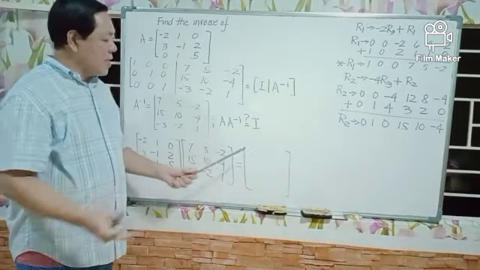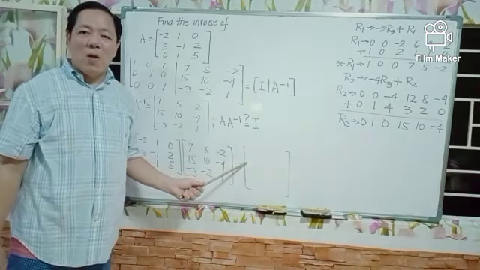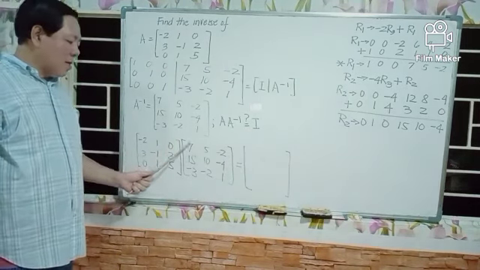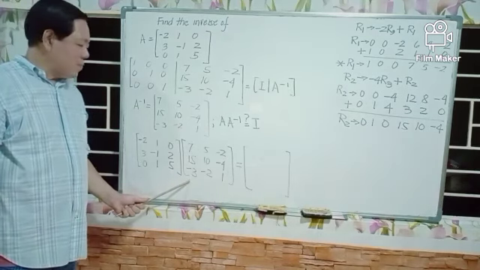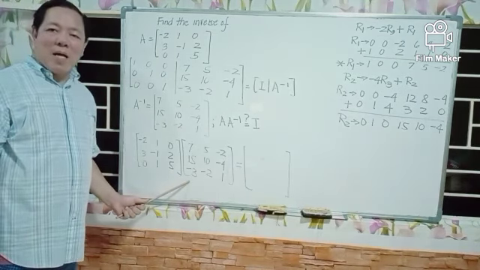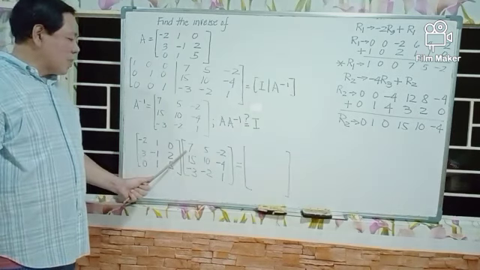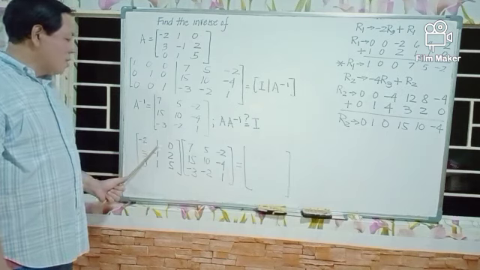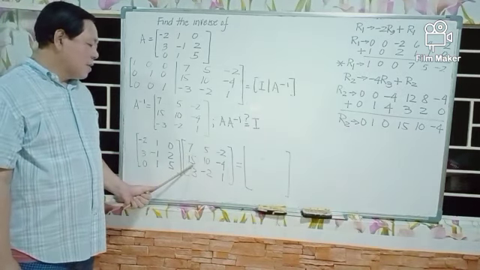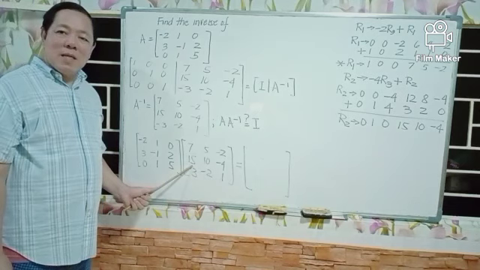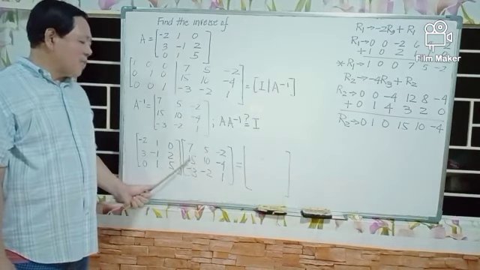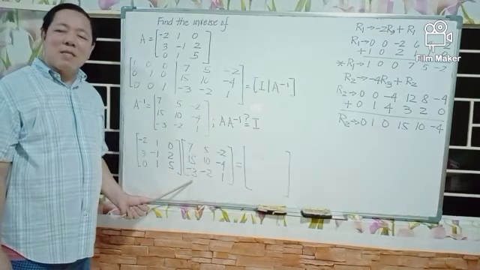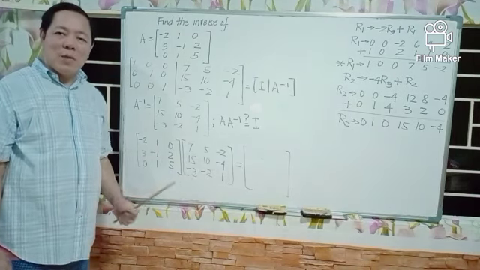We start with the entry in the first row and first column, obtained by multiplying the entries of the first row by the entries of the first column of the matrix A to the minus 1. Negative 2 multiplied by 7 is negative 14, plus 1 multiplied by 15 is 15. So we have negative 14 plus 15 is 1. And 0 multiplied by negative 3 is 0. And 1 plus 0 is 1.